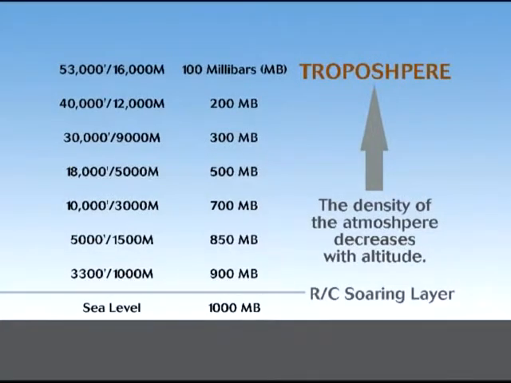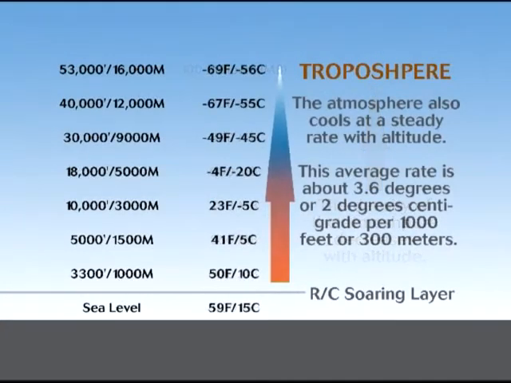Atmospheric density decreases with altitude. The air at 18,000 feet is half as dense as at sea level. The atmosphere also cools at a steady rate with altitude. This average rate is about 3.6 degrees per thousand feet. This ratio is called the standard or average lapse rate. There are exceptions to this rule, as we will see later on.